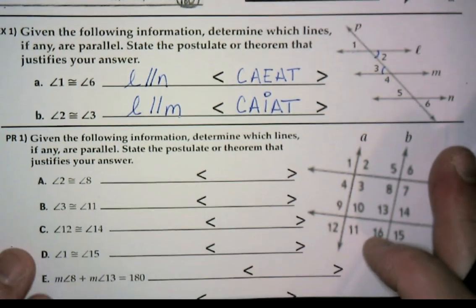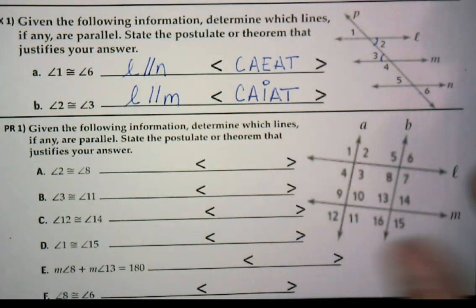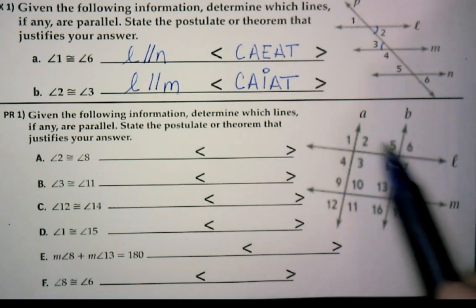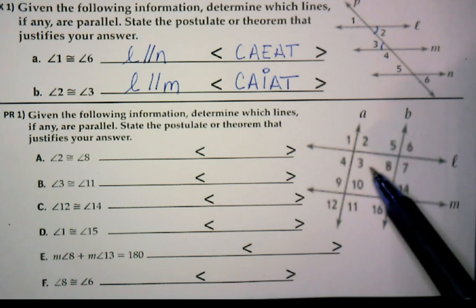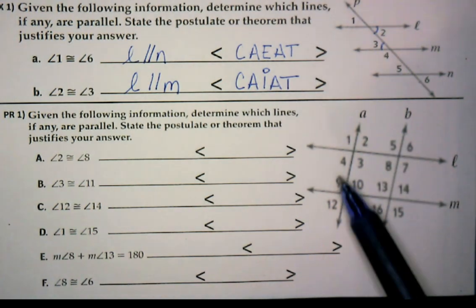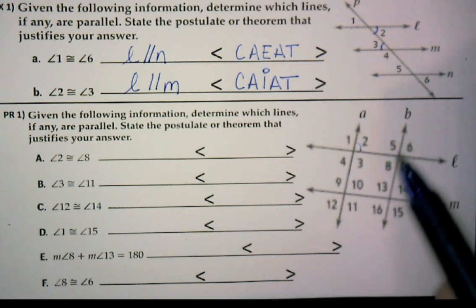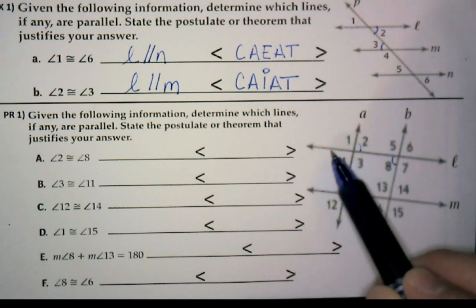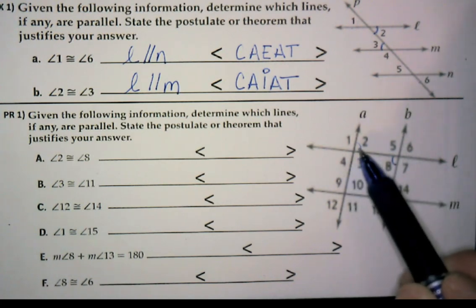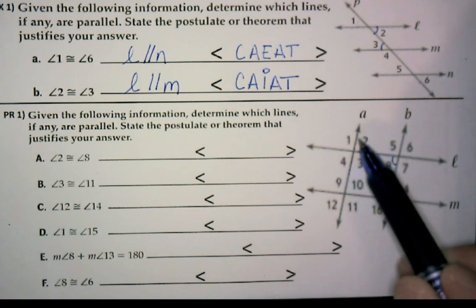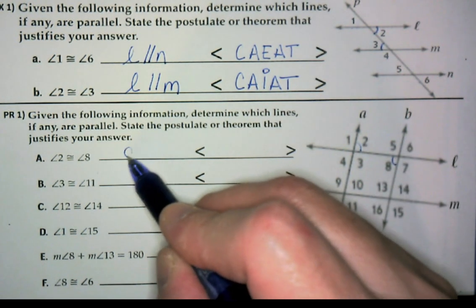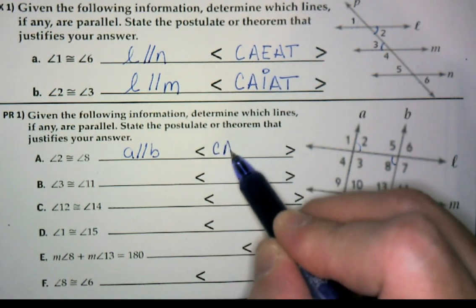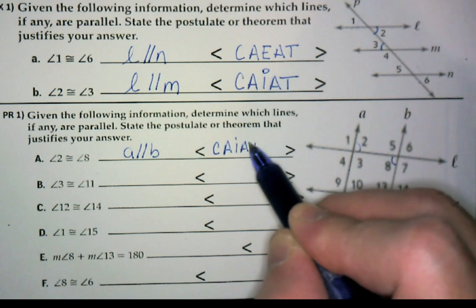Okay, let's try the next ones. Here we have a set of lines right here, and we're trying to determine which lines are parallel. Let's say I know angle 2 is congruent to angle 8. So this would be my transversal. These would be alternate interior angles. So therefore, line A is parallel to line B, and it would be the converse of the alternate interior angle theorem.